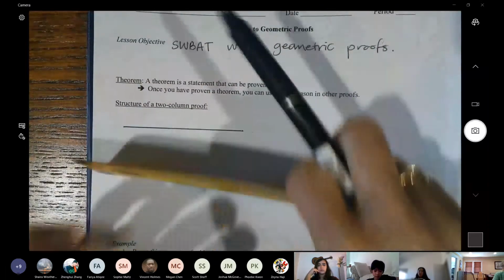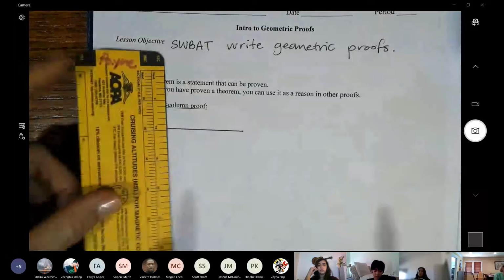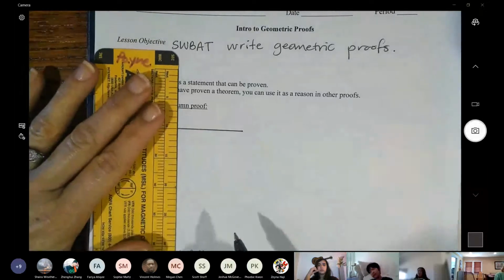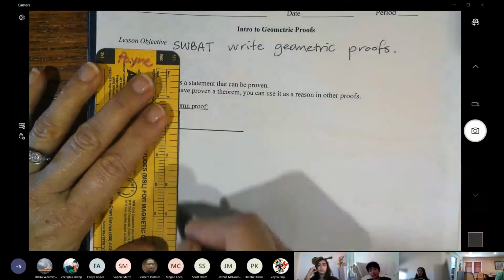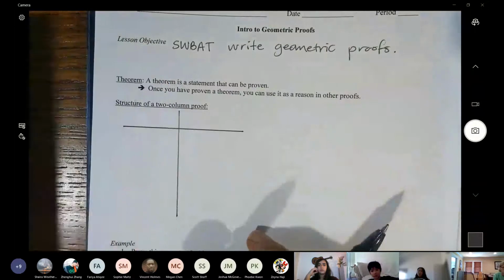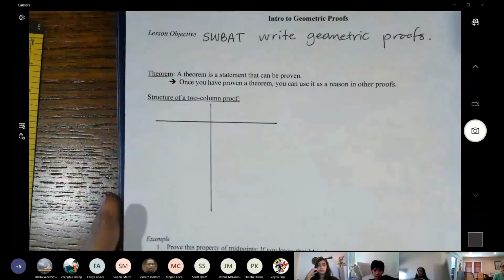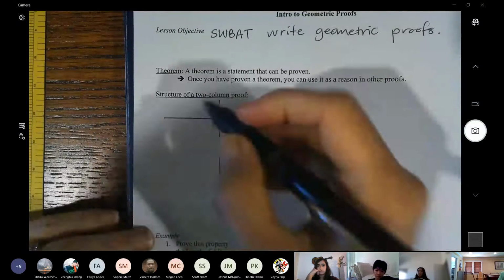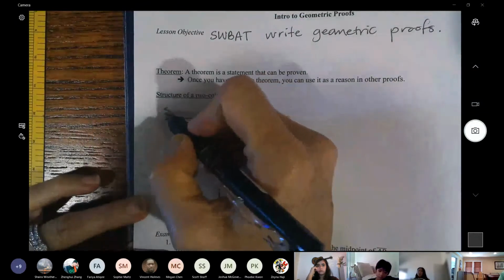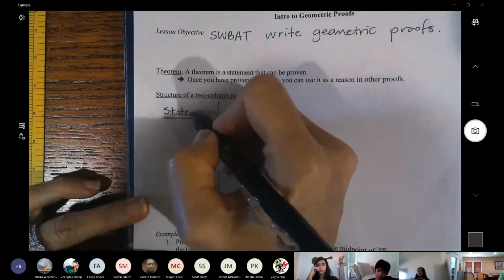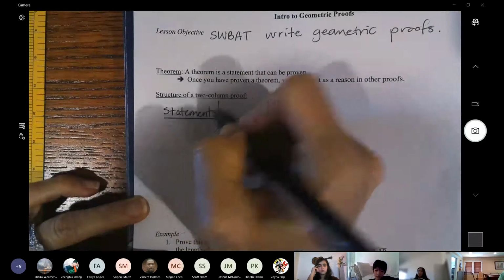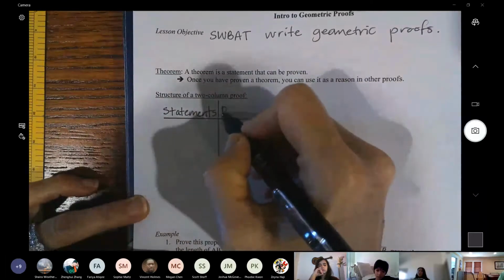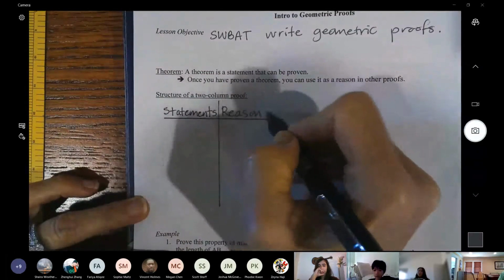Unless you're super good at drawing straight lines, go ahead and always use a straight edge. And the structure is always the same. I'm actually going to show you some different kinds, but right now on the left, we're always going to write our statements, and on the right, we're always going to write our reasons.